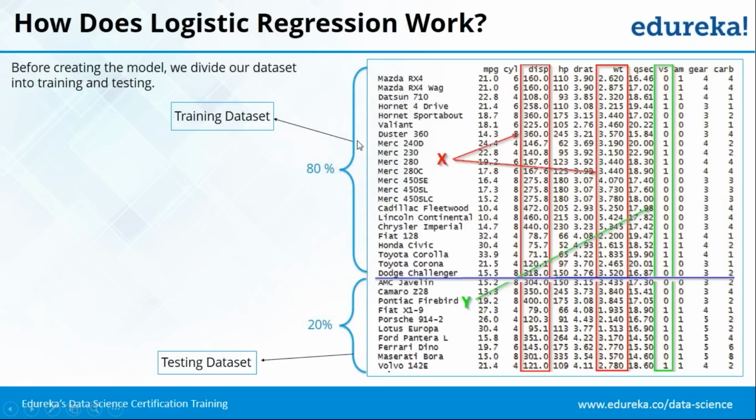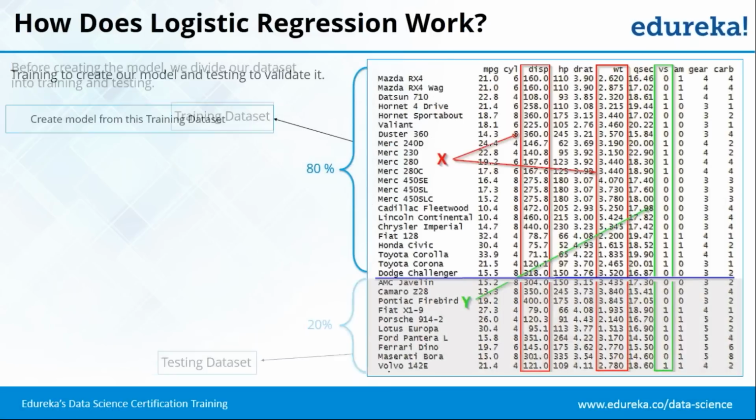We will train our model using the training data set, and once the model is made, we will test it using the testing data set. So we divide our data set into two. The larger part will be used in training and the smaller part will be used in model validation, so that we can come up with an accuracy. Like I said, the training data set will be used to create the model.